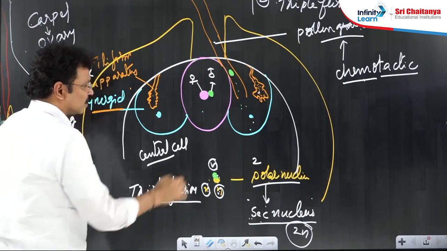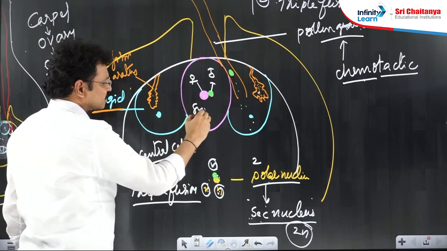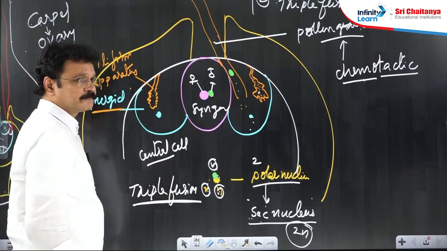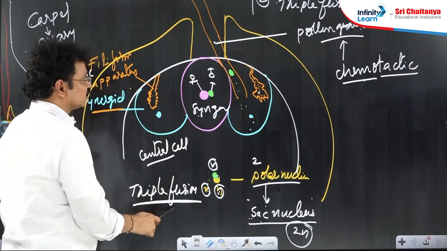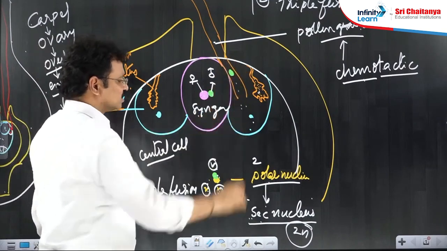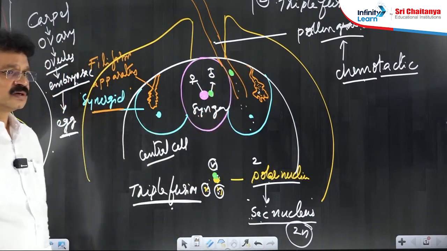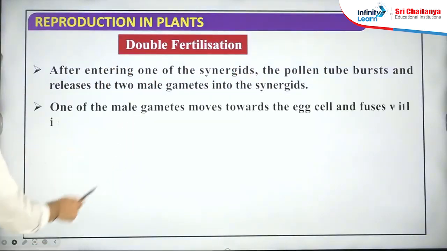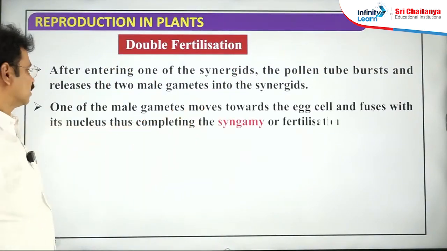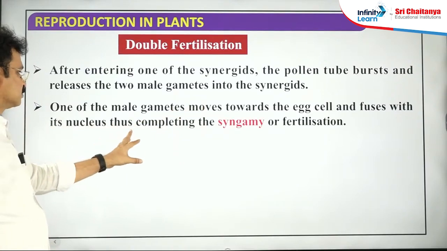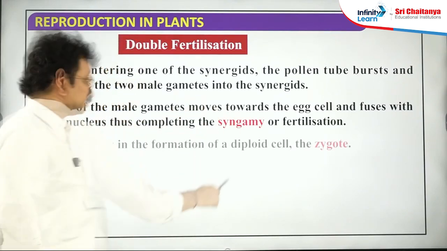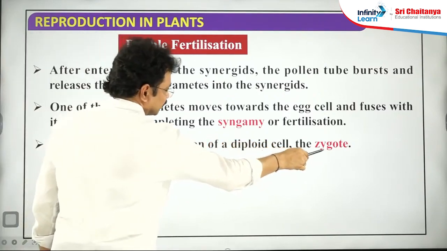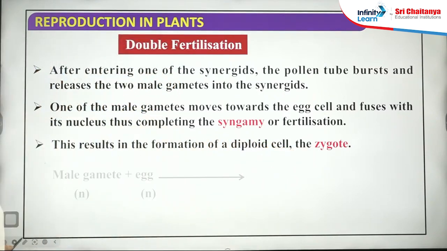Triple fusion. One kind of gametic fusion is syngamy, which takes place in the egg. The second kind of gametic fusion is the triple fusion. Due to the presence of these two types of gametic fusion, this entire process is called double fertilization. Observe here. One of the male gametes moves towards the egg cell and fuses with the egg nucleus. It is syngamy. The result of syngamy is the zygote. Syngamy leads to the formation of a diploid zygote.